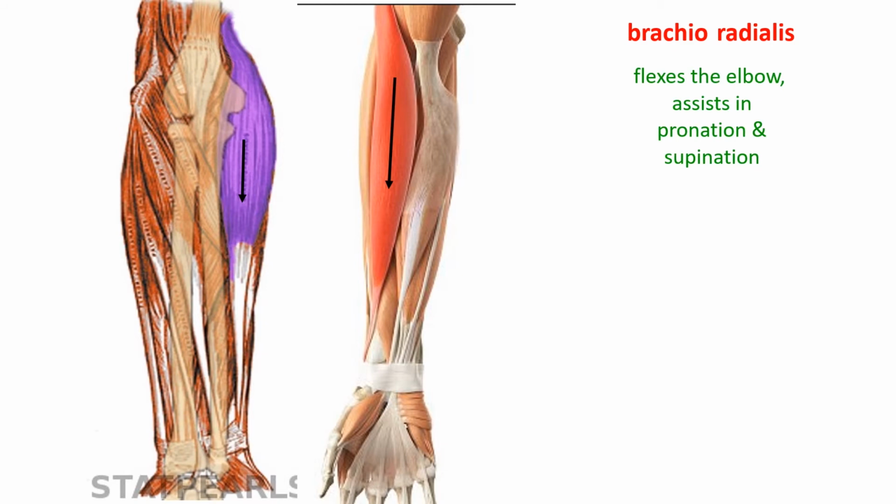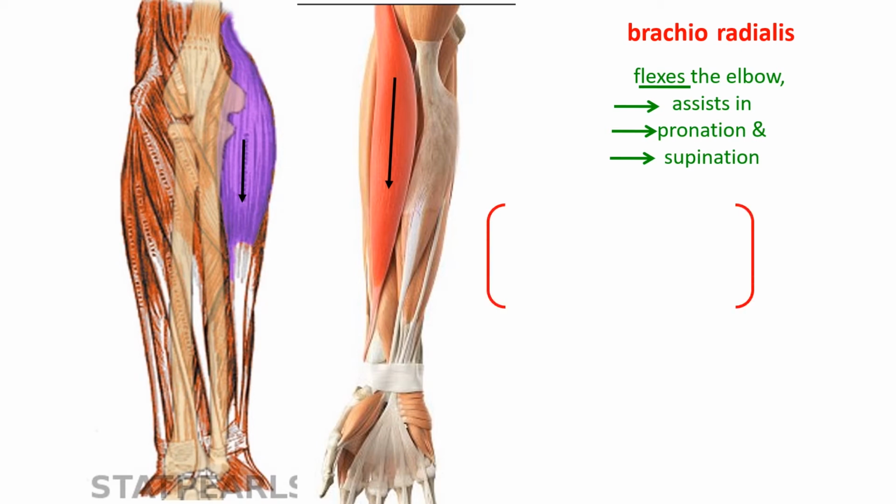What does it do? It flexes the elbow because it only crosses the elbow. It does not cross the wrist joint, and it helps in pronation and supination. These are two opposite actions, but when the hand is in mid position, if you want to pronate, it helps, and back to mid position, if you want to supinate, it is going to help supination.